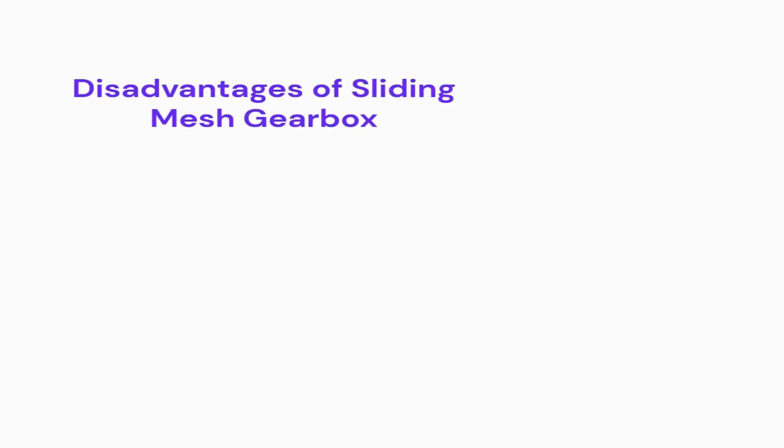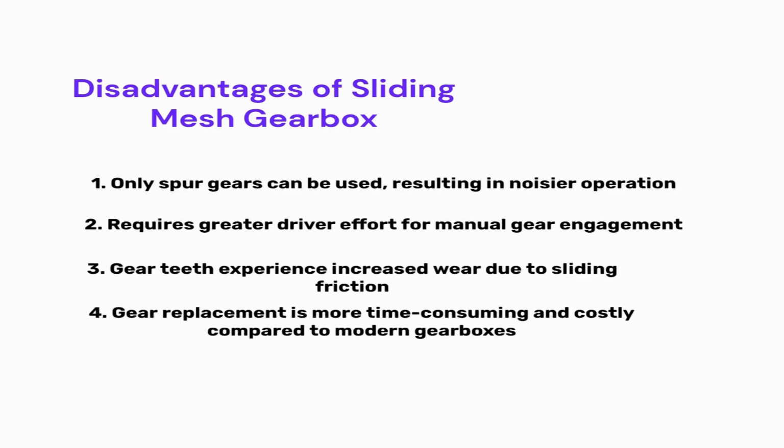However, the sliding mesh gearbox also has some drawbacks. Only spur gears can be used, which can make operation noisy. It requires more effort from the driver to engage gears manually. The gear teeth experience more wear due to friction during sliding. Replacing gears can be time-consuming and costly compared to modern gearboxes.